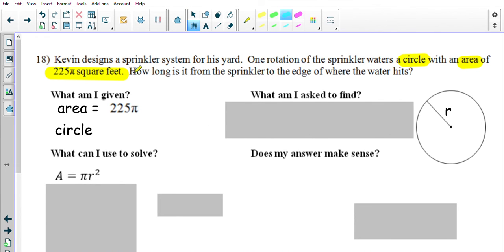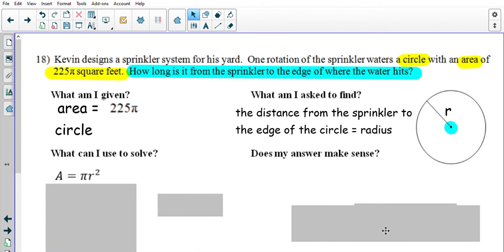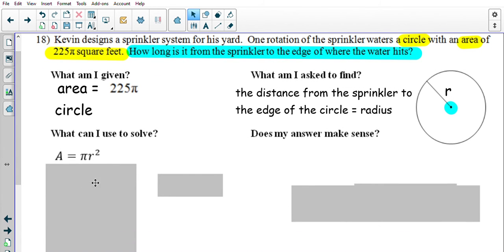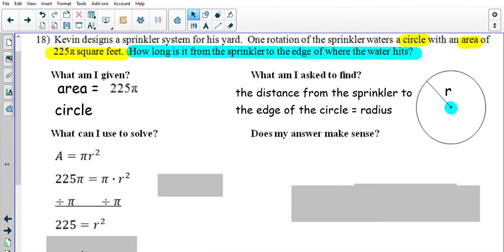What are we asked to find? Well, it says to determine how long it is from the sprinkler to the edge of where the water hits. So if this dot that I'm going to highlight in blue represents the sprinkler, we're finding the distance from here to the outer edge of where the water hits. That's going to be the radius of the circle. So if we're talking about the distance from the sprinkler to the edge of the circle, that's from the center to the outer edge, that's the radius. So let's plug in what we know. Our area is 225 pi, so I have 225 pi equals pi r squared. I'm going to divide both sides by pi, and what that does is 225 pi divided by pi is just 225. So I get 225 equals r squared.